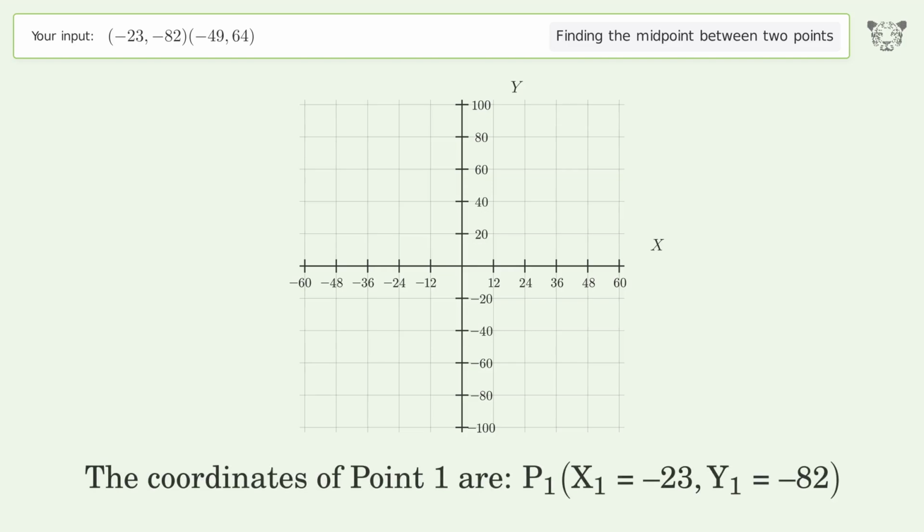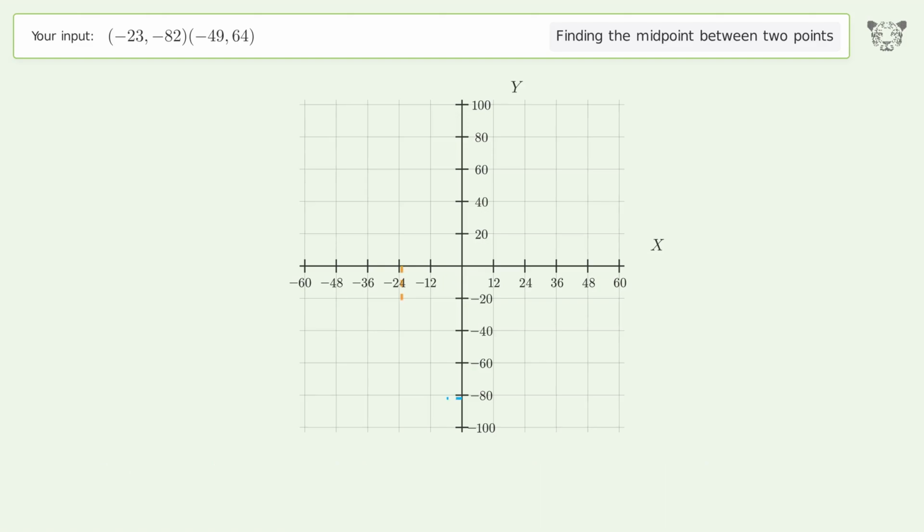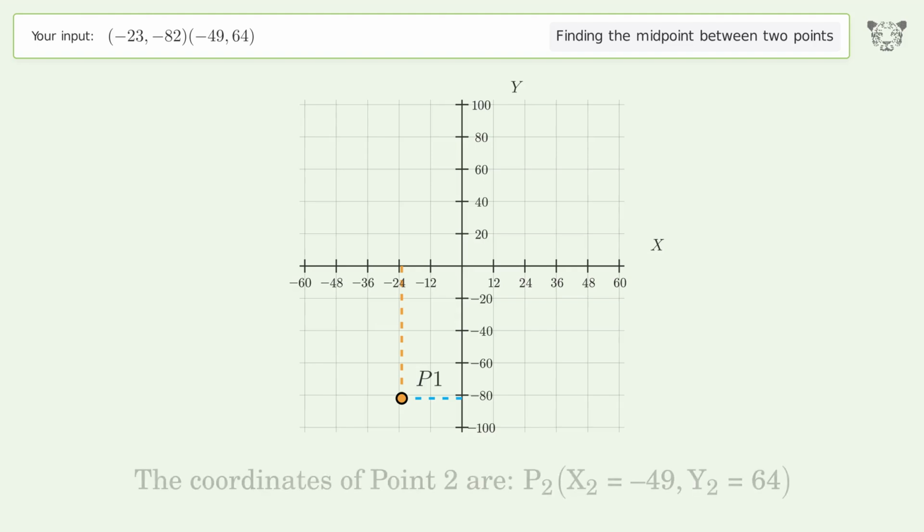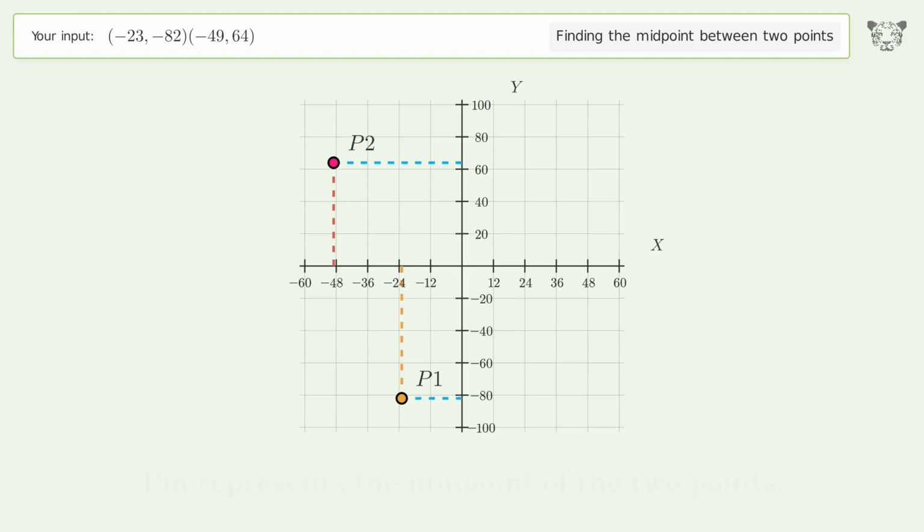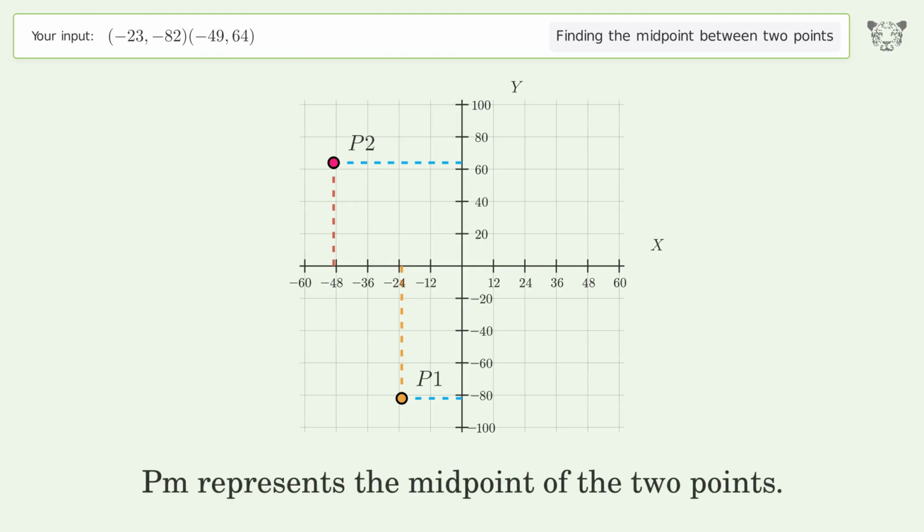The coordinates of point 1 are x1 equals -23, y1 equals -82. The coordinates of point 2 are x2 equals -49, y2 equals 64. PM represents the midpoint of the 2 points.